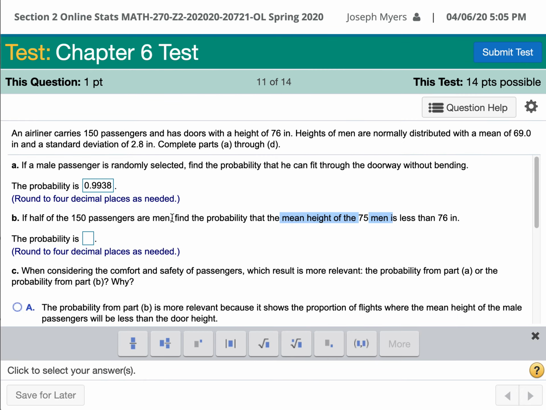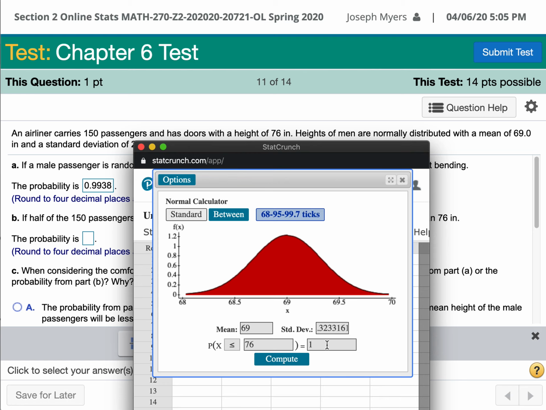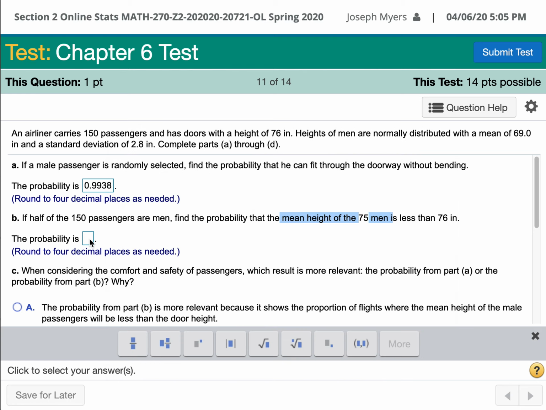Okay, so now if half the passengers are men, find the probability that the mean height of the 75 men is less than 76 inches. Well, the probability it's less than 76 equals 1. Round that off to 4 decimal places, it'd be 1.0000.